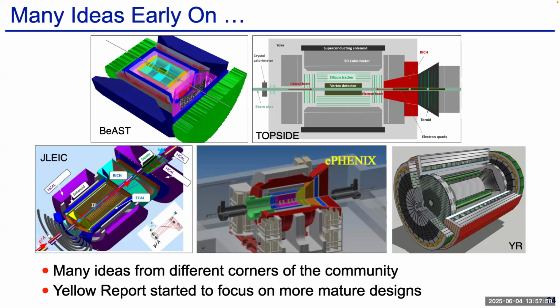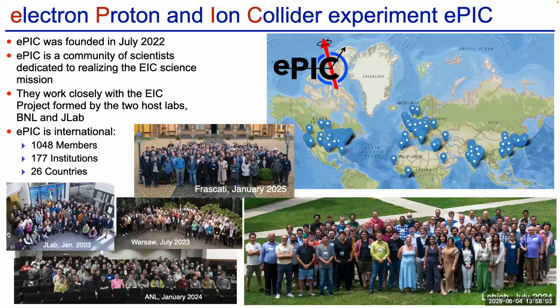And this is the detector as it came out of the Yellow Report. Interestingly, it has a TPC, which we then threw out, but nevertheless, you can see there's a lot of work going into all this. And this was done by the EPIC collaboration. This is it. We are huge now. We have over 1,000 members.